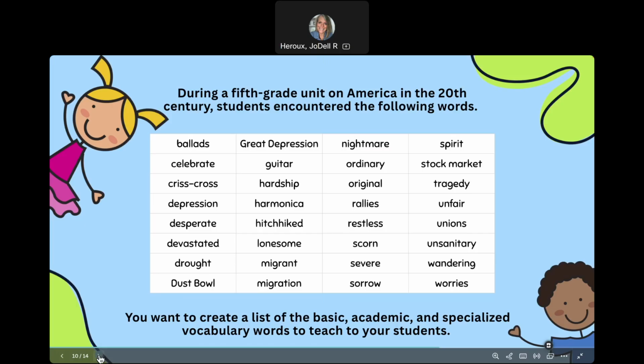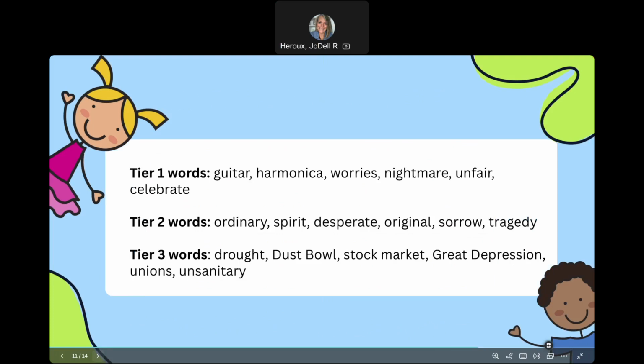Okay, so how did you do? Tier 1 words, you might have listed guitar, harmonica, worries, nightmare, unfair, celebrate. I mean, these are words that we would use pretty regularly, or they're kind of common. Most people know what they mean.